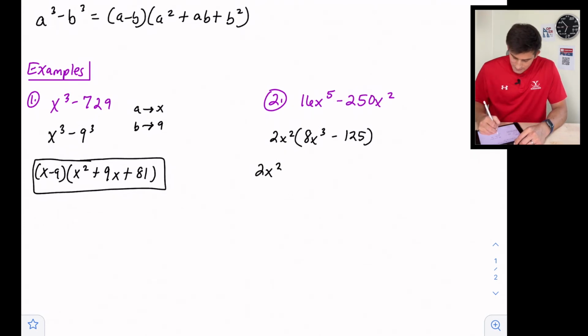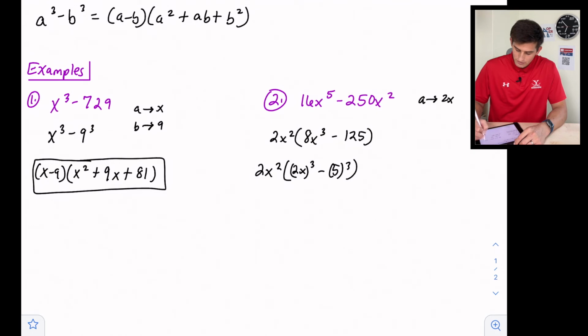So now on the inside of the parentheses, we could rewrite this as 2x quantity cubed, right? 2x cubed minus 5 cubed. And now we can identify a is 2x and b is 5. So now we think back to our pattern. So we still have this 2x squared out here. A minus b, so 2x minus 5.